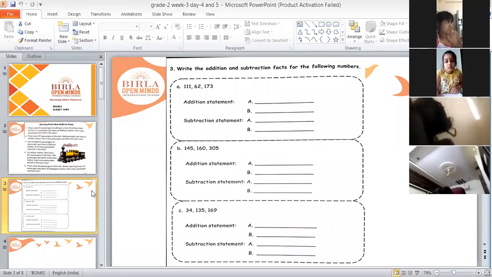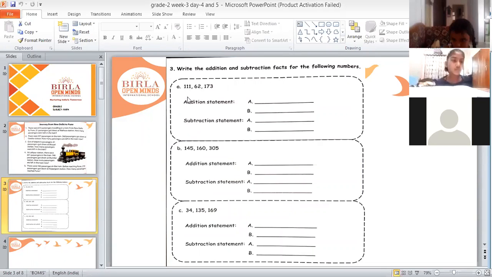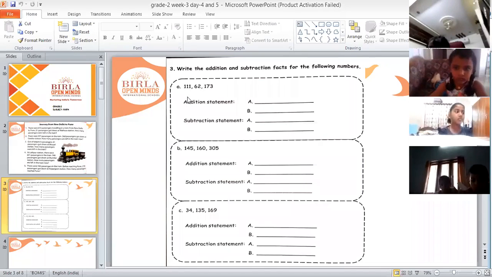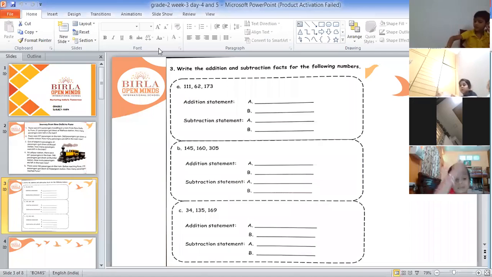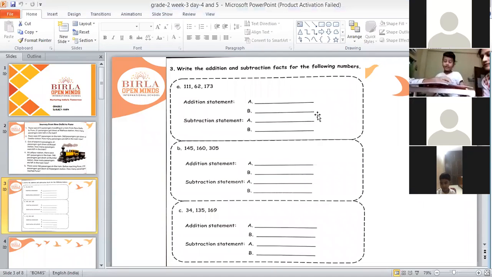How we will write? Now see here. Hanvika, you tell me which is the biggest number among these 3 numbers. Ma'am, in first one. Tell me biggest number. 111. No. See properly, Hanvika. 173. Yes. So see here, children, here biggest number is 173. And what I told you, that whenever we are writing addition fact, we are writing the biggest number after equal to sign.